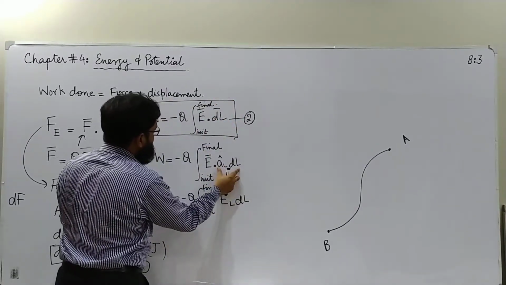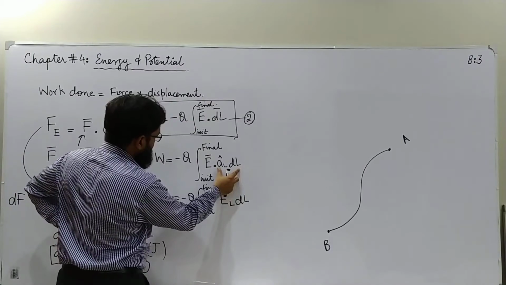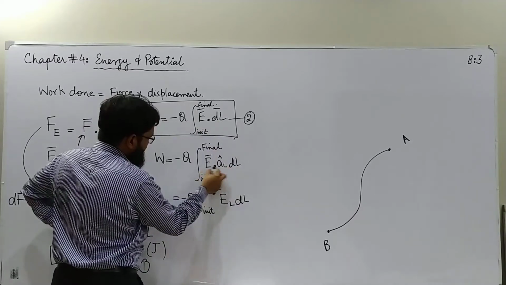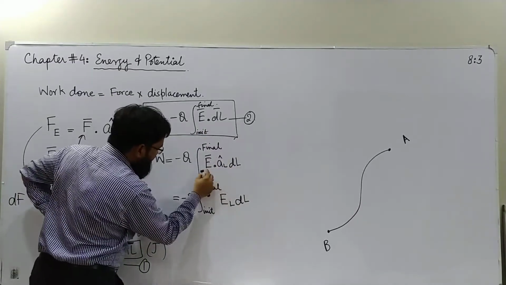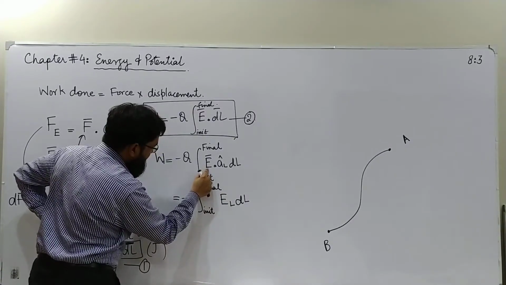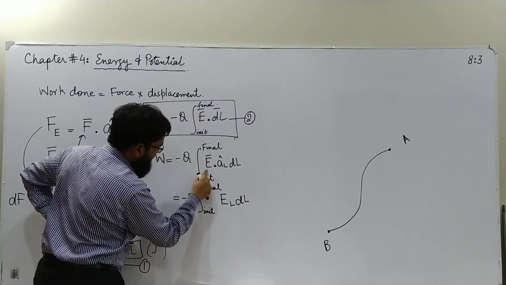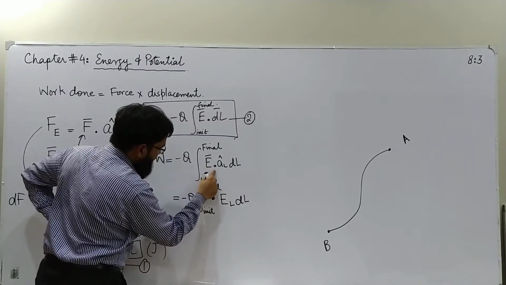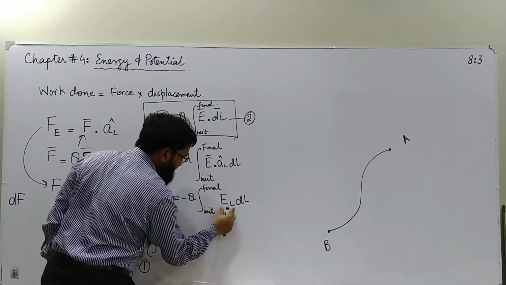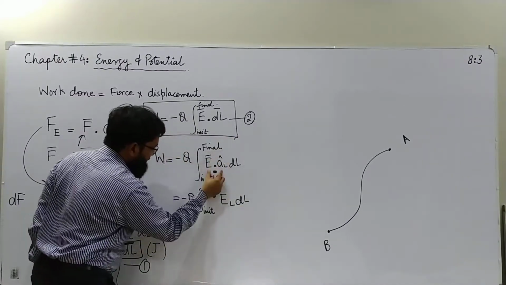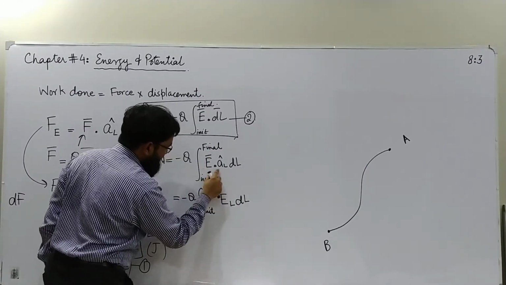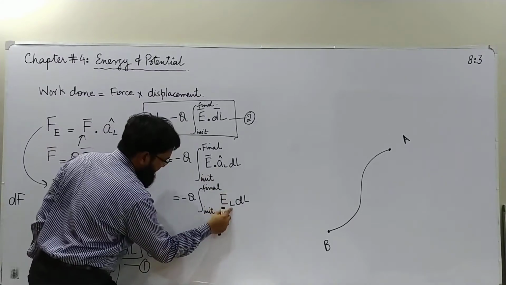Okay, so this is equal to this, and if I take this dot product, what I'll get is the component of the field which is in the direction of dl. I am calling that El, multiplying that El by dl. After evaluating this, what I'll get? El is the component of the field in the direction of dl. So this is El.